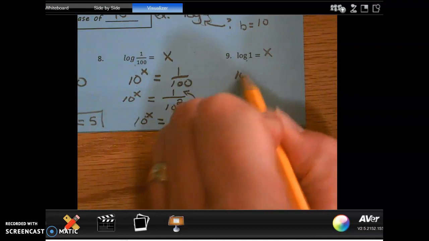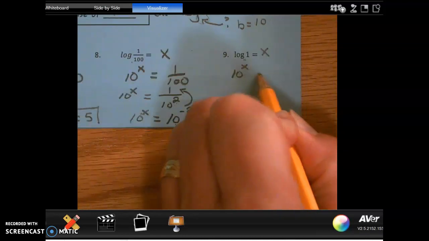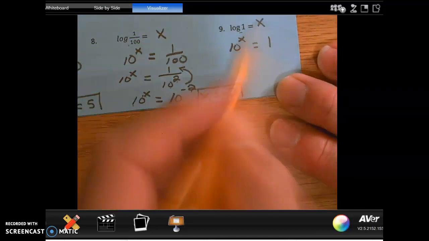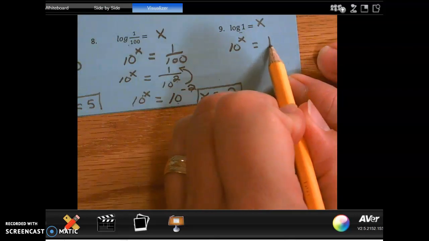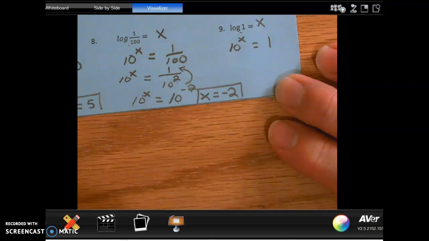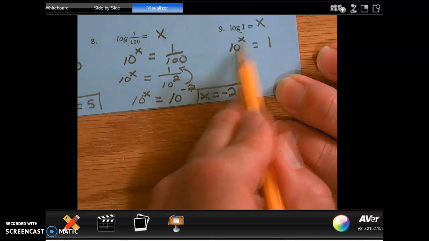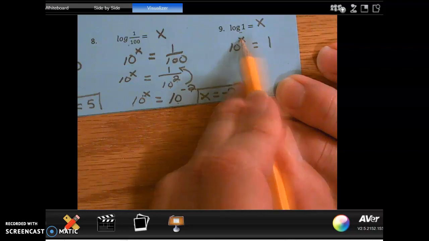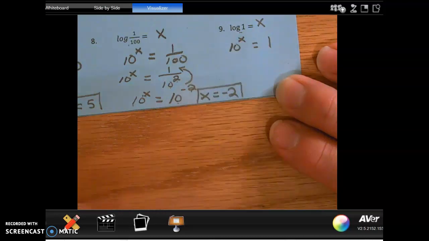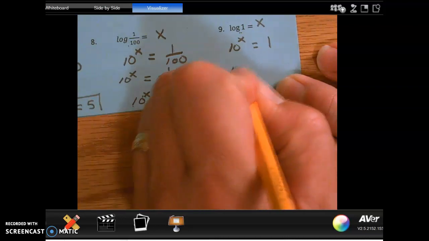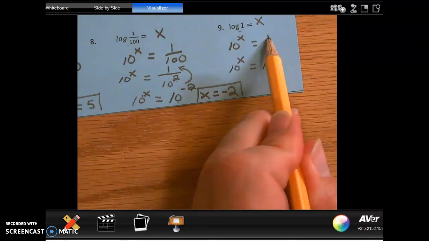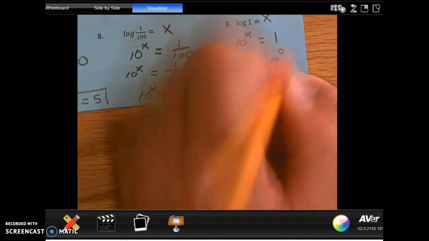Okay, let's do the next one. 10 to the x power equals 1. This one's tricky because it's a 1. So who remembers? Raise your hand, don't shout it out, please. If you use your power table and you go to base 10 on your chart, 10 to what power is 1? That's right, 0. So 10 to the x is equal to 10 to the 0, since 10 to the 0 power is 1, then we have x equals 0.